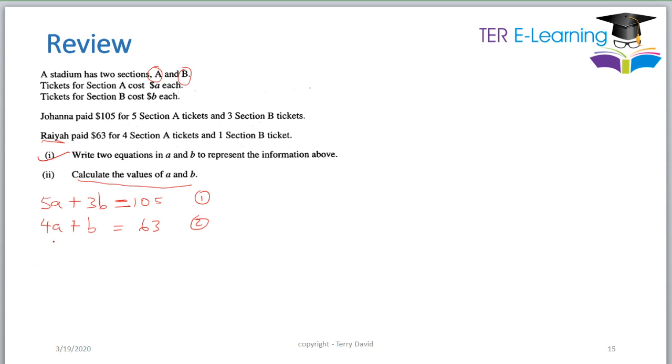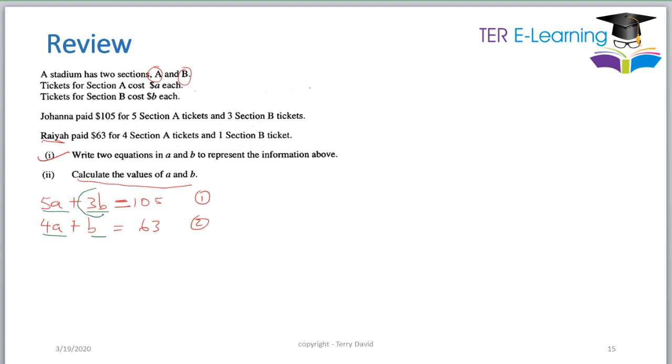So here's how we need to do elimination. With elimination, we must either eliminate A, or we can eliminate B. Now, we need to look to know how we're going to eliminate. I have 5A here and I have 4A here. I have 3B here and I have B here. The whole process of elimination is that when we manipulate the equations, we need to ensure we have the same amount of A's or the same amount of B's. So what that means is that this is what I'm going to do.